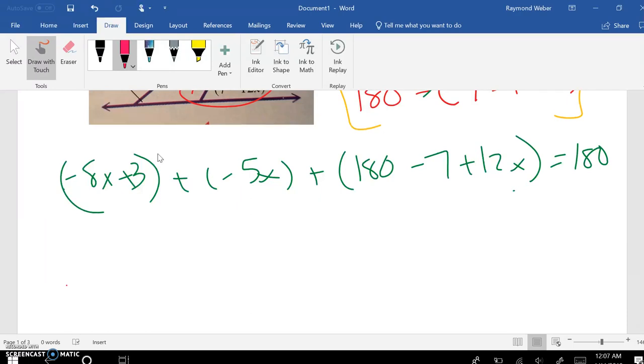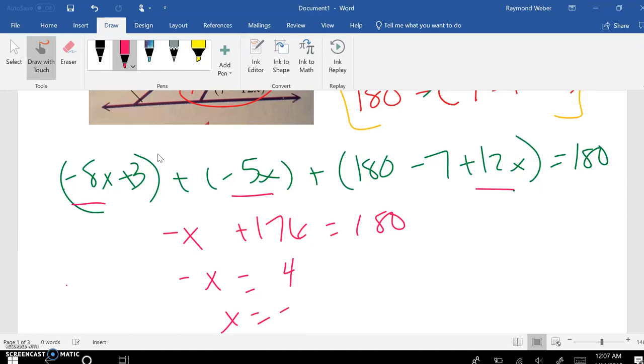So let's see what I got here. I've got a negative 8x. I'm adding like terms. So these all are like terms. So I have a negative 8 plus a negative 5 plus positive 12 gives me negative x, because that's a negative 1, because this is 13 and that's 12. Then I have 3 plus 180 minus 7. This is plus 176 equals 180. So negative x equals 4, so x equals negative 4.